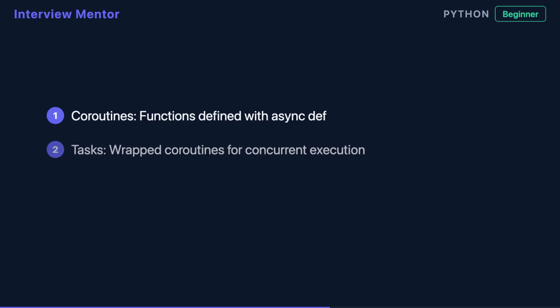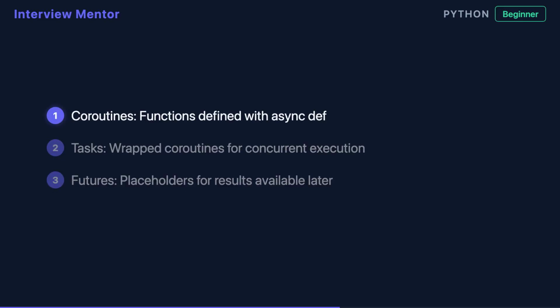Await works with awaitables, which are objects that can be awaited. The 3 main types are coroutines created with async def, tasks which wrap coroutines for concurrent execution, and futures which represent a result that will be available later. You can't await a regular function or object, only these special awaitable types that integrate with Python's async runtime.